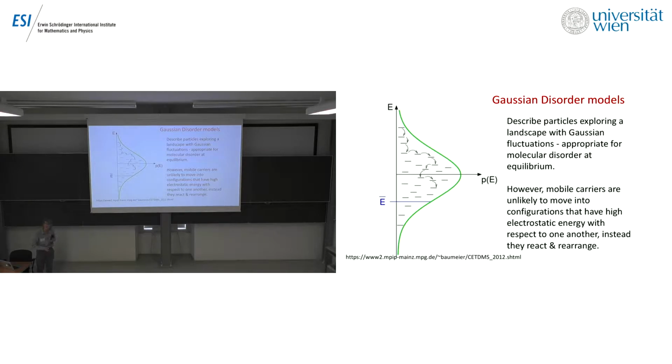The conventional way, and a very nice way, developed decades ago by Bässler and others, and Arkhipov, is to describe particles moving in a landscape with Gaussian fluctuations. But that's a kind of mean field approach. And the advantage of kinetic Monte Carlo is that we can go beyond that, and we can allow for the fact that the charges will move as they see local electrostatic effects.